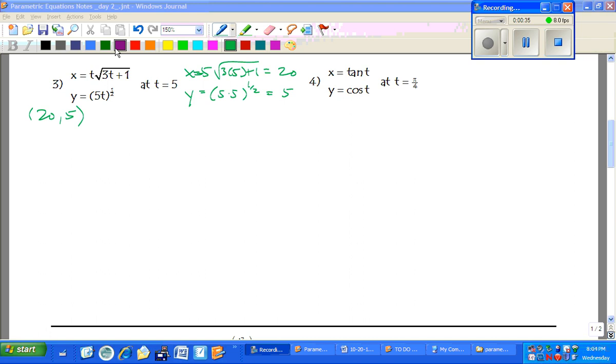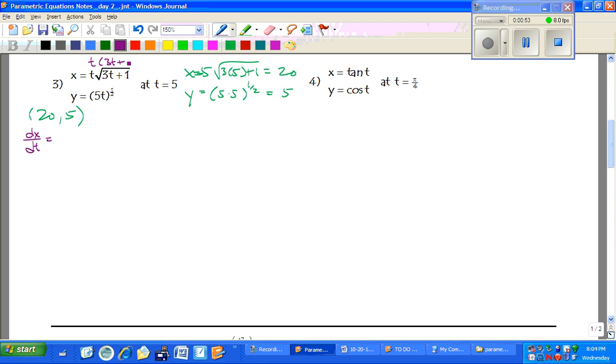The derivatives for this, for dx/dt and dy/dt, are a little bit more complicated than the last ones because we're going to need to use product rule and chain rule. So dx/dt, we're going to have to use the product rule and the chain rule in this one alone. We have t times 3t plus 1 to the 1/2. So we have product rule because t times that whole thing to the 1/2, and then chain rule because we have that whole thing to the 1/2.